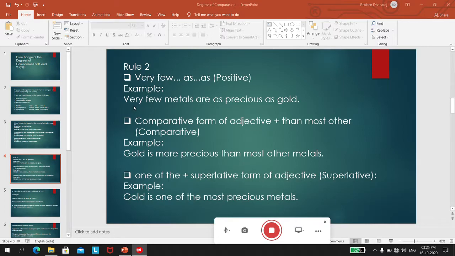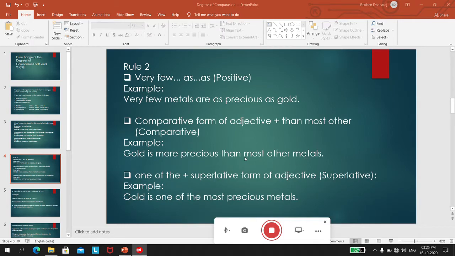So you are telling me that very few metals are as precious as gold. That means gold is not the only precious metal. That means there are even other metals which are as precious as gold. So the comparative rule is the comparative form of adjective plus than most other. So what do you add here? Than most other. Example, gold is more precious than most other metals.